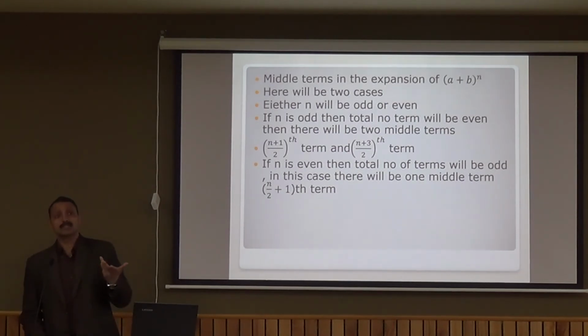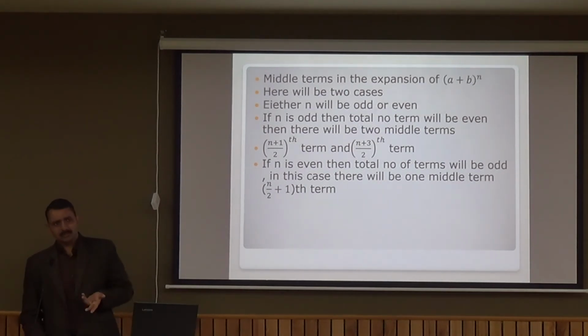We can be asked to find the middle term in the given expansion. Suppose you are asked to find the middle term in the expansion of (a + b)^n. Here two cases will arise: either n can be odd or n can be even. If n is odd, we know the number of terms in the expansion will be one extra, so the number of terms will be even. If the number of terms is even, then there will be two middle terms: the (n+1)/2 th term and the (n+3)/2 th term.